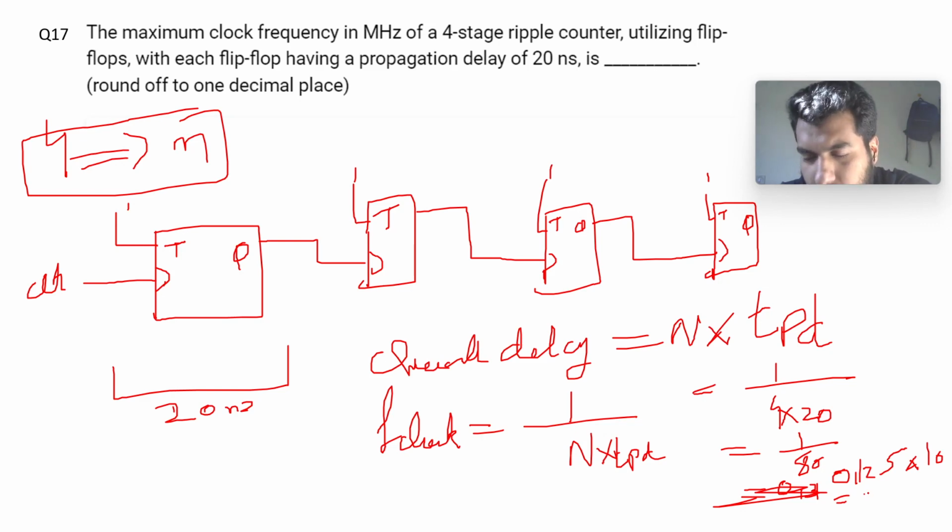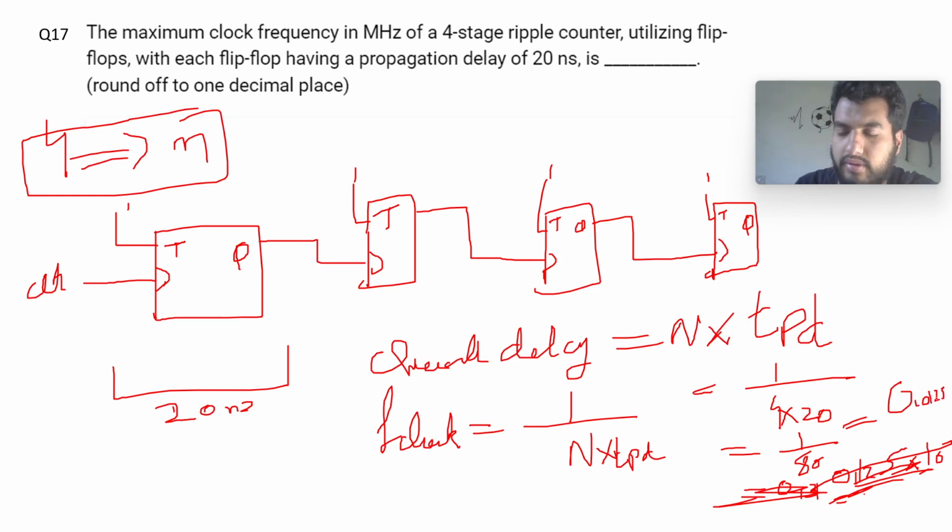It will be 0.125 into, so 1 by 80. You just write 1 by 80. So 1 by 80 is 0.0125. Let me just check it. 1 by 80, 0.0125.